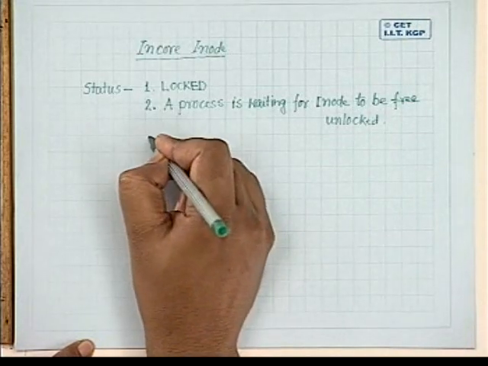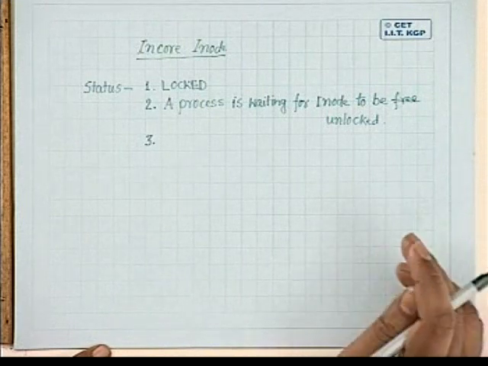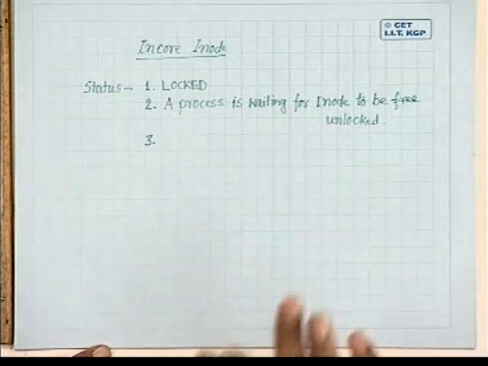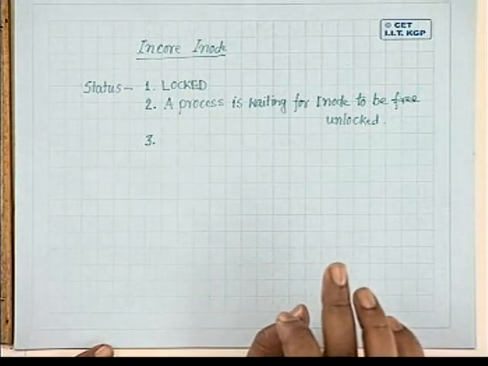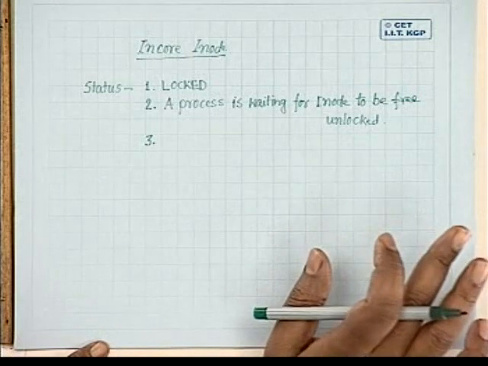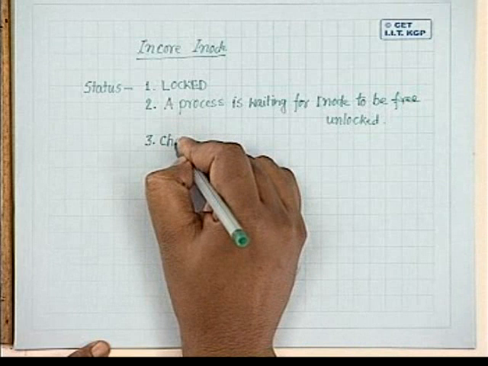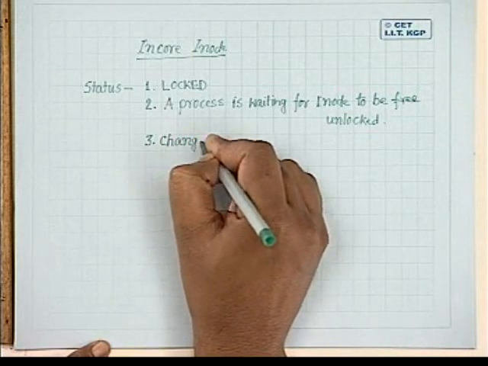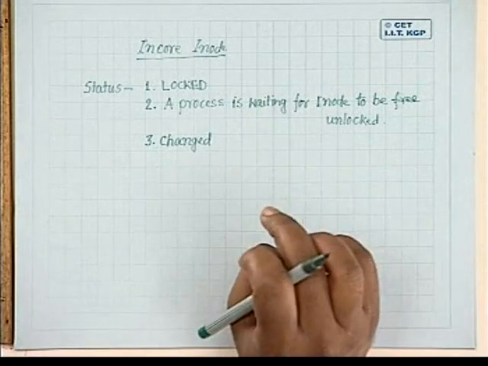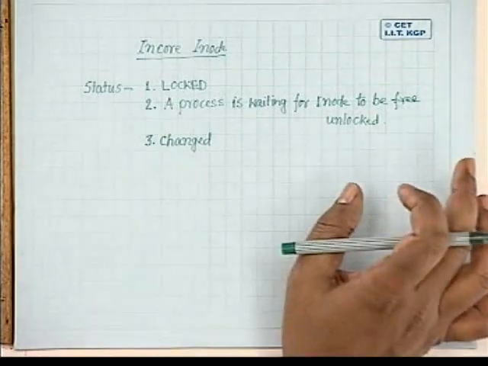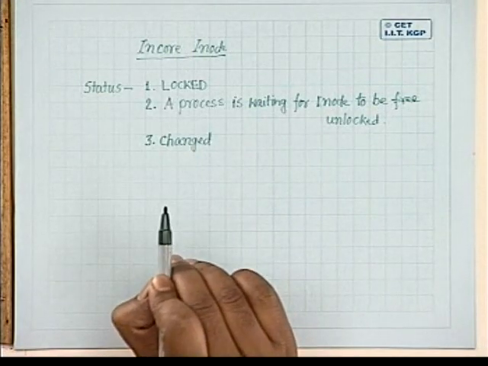Then the third information in the status field will be whether the disk copy of the inode and the Incore copy of the inode are different. Because if the inode is modified while it is in the main memory, obviously it will be different from the disk copy. So even that information, whether the inode is changed or not, is also present in the status field. So that if this Incore copy of the inode is to be overwritten by another inode, and the previous copy was changed, it has to be saved onto the disk.